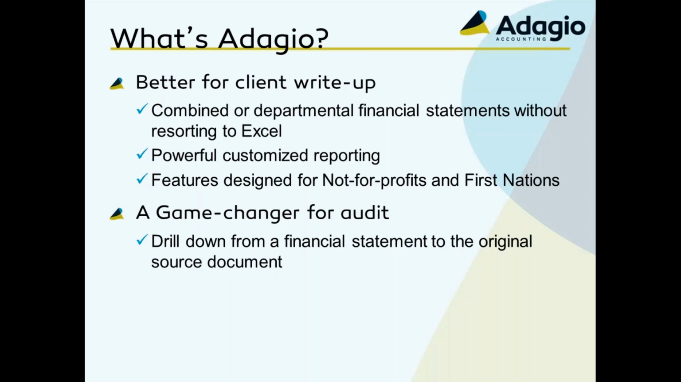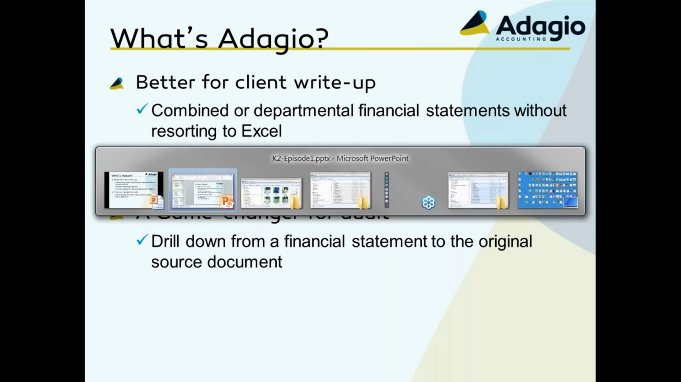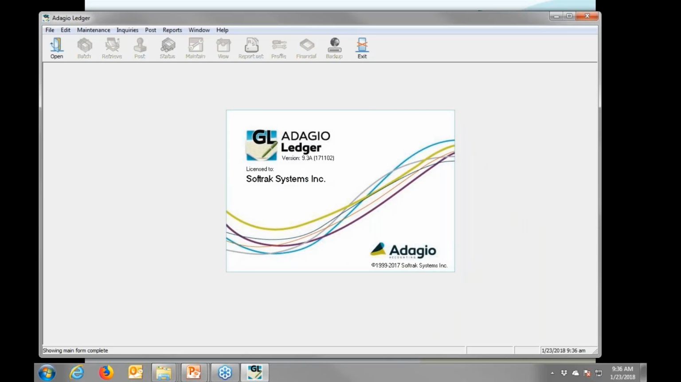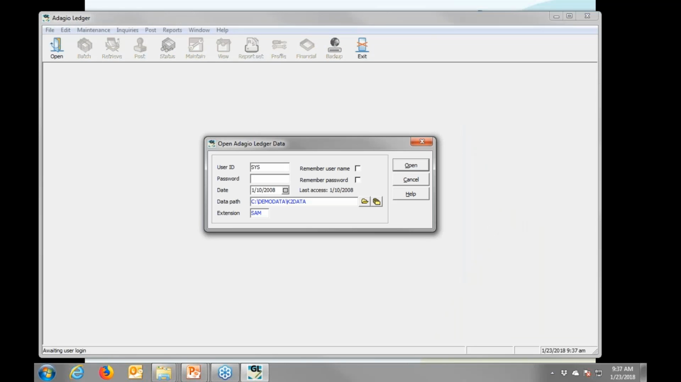First of all, you can be looking at a number on the financial statement and drill all the way down to the source document of the transaction. So let me just show you that. We'll start up the GL, just to give you a flavor of what it's like. We have a full security model within Adagio.